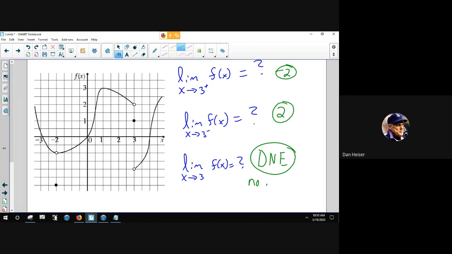Sometimes we simply say there is no limit. That's what does not exist means. There is no limit because the two separate limits do not agree. So therefore, the function has none as it approaches that point. It has a right-hand limit, it has a left-hand limit, but because they don't agree, the function in general at that value has no limit.